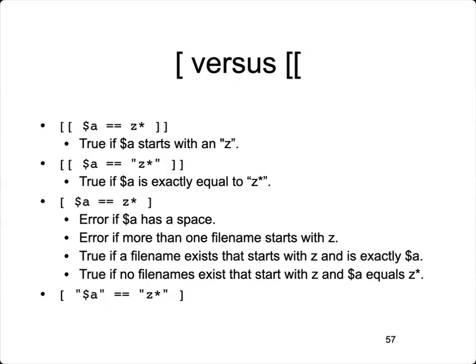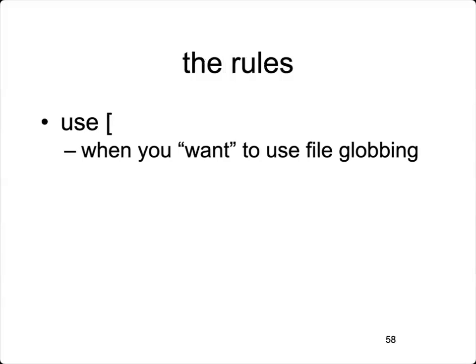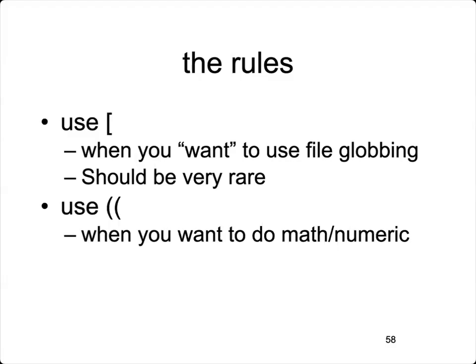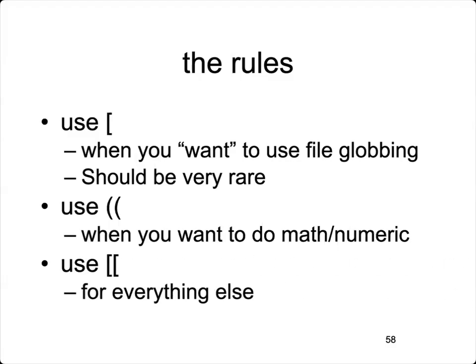Now, if you're going to insist on using those single square brackets, put your variables in quotes, save yourself some headache, and I'll be going over quoting in a minute too. So the rules: use that only when you want to use file globbing, which should be rare. Use it when you want to use math, numeric exclusively, and use the double square brackets for everything else.